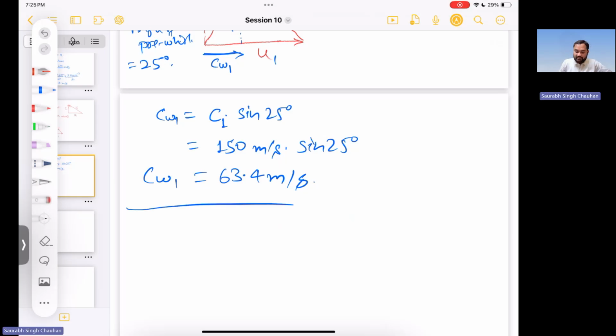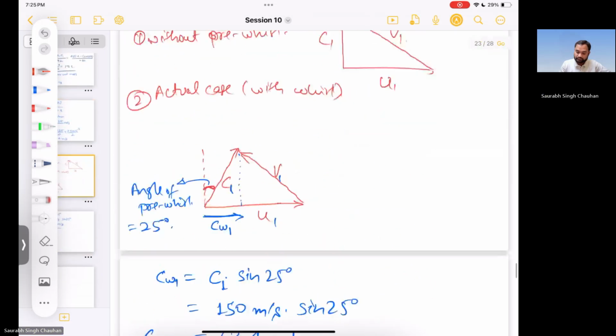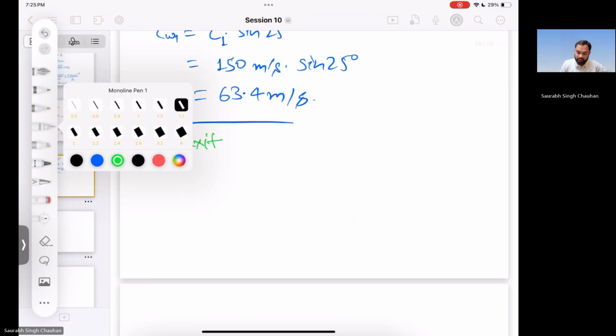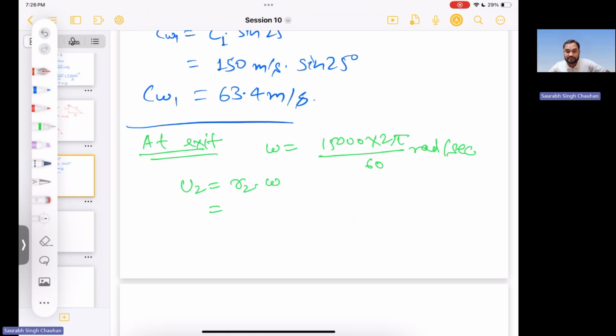So this was at the inlet. Now at exit, we will do the same thing. You have omega, which is 15,000 times 2 pi divided by 60 radian per second. We need to calculate U2. So U2 will be R2 times omega. Do we have R2? Let's see.